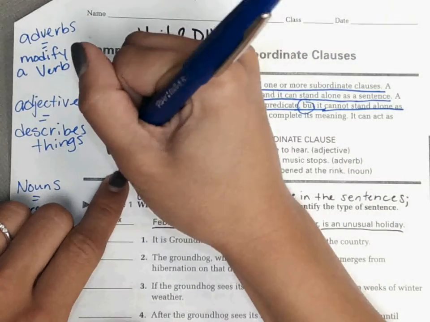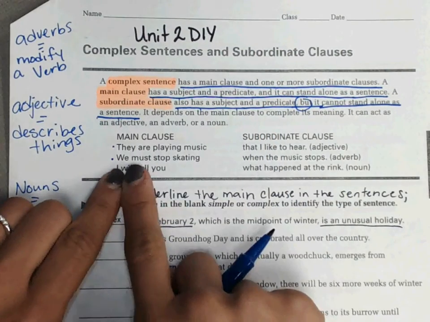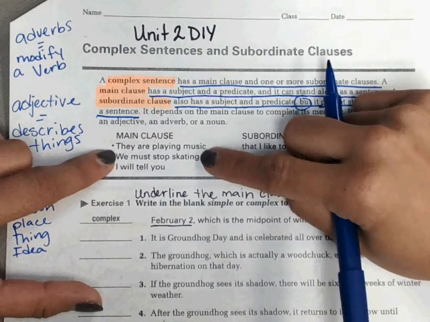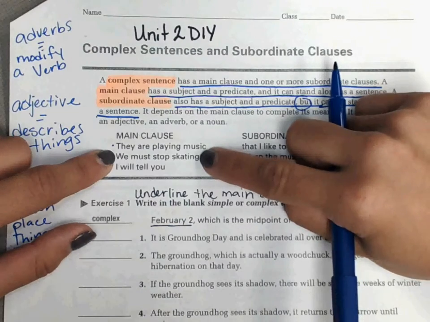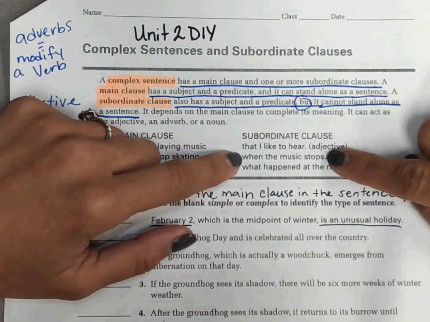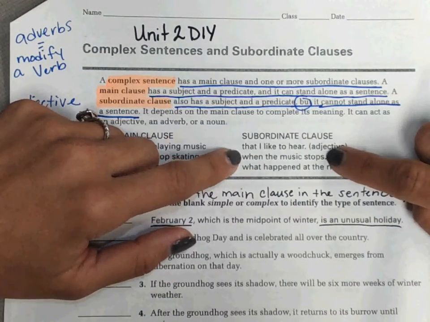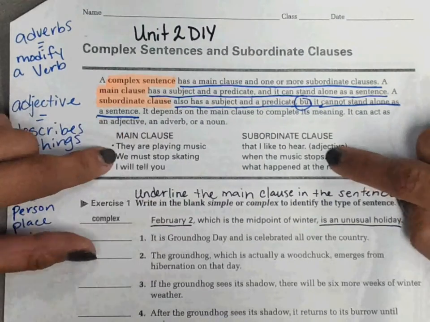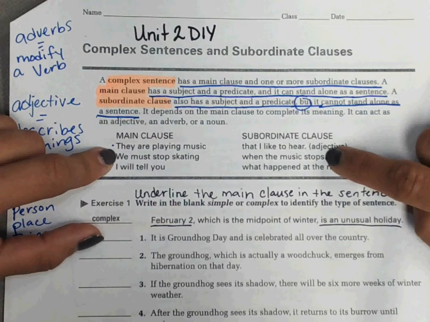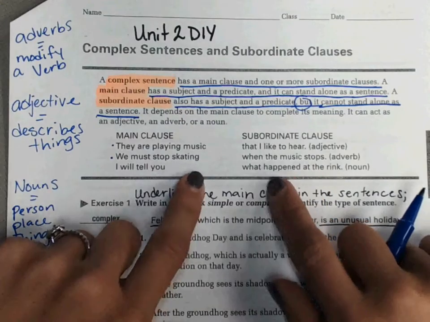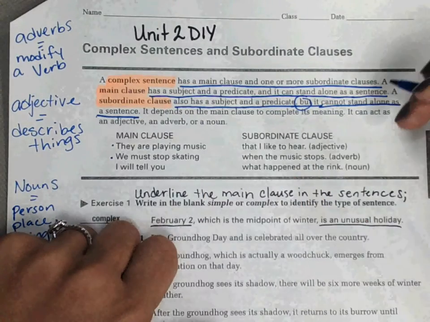Let's look at their second example. It says, we must stop skating when the music stops. If we just have we must stop skating, that could be a simple sentence all by itself. If we only look at the second part, which is when the music stops, it does not make sense because it does not give us additional information. That's why it needs the main clause. We must stop skating when the music stops. Since it's adding to our verb, it's an adverb.